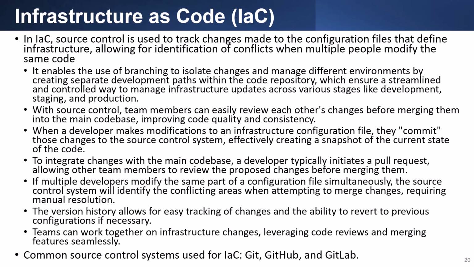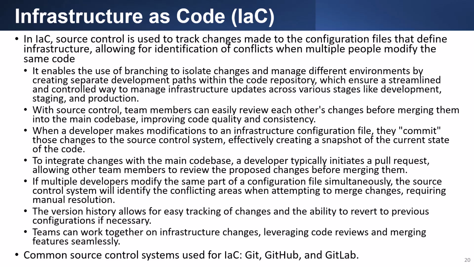In IAC, source control is used to track changes made to the configuration files that define infrastructure, allowing for identification of conflicts when multiple people modify the same code. It enables use of branching to isolate changes and manage different environments by creating separate development paths within the code repository, which ensures a streamlined and controlled way to manage infrastructure updates across various stages like development, staging, and production.